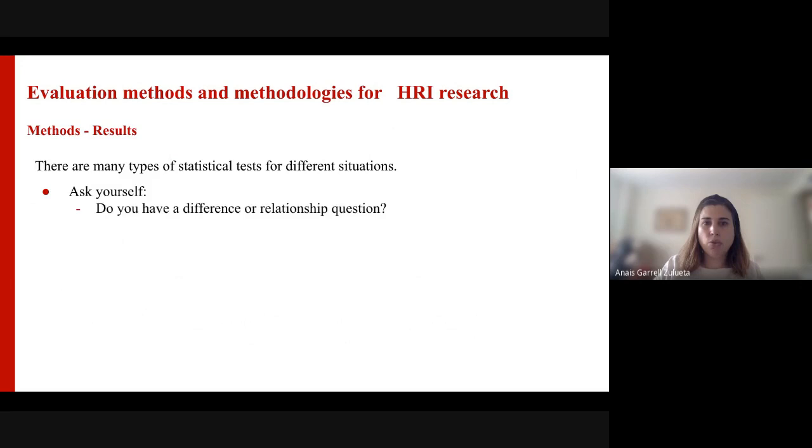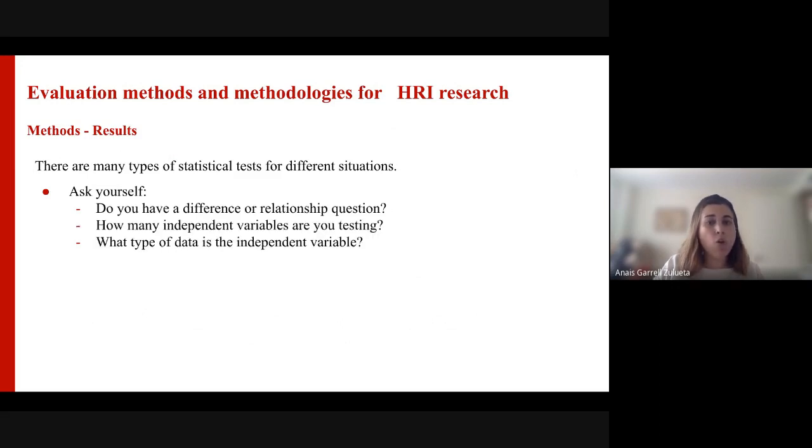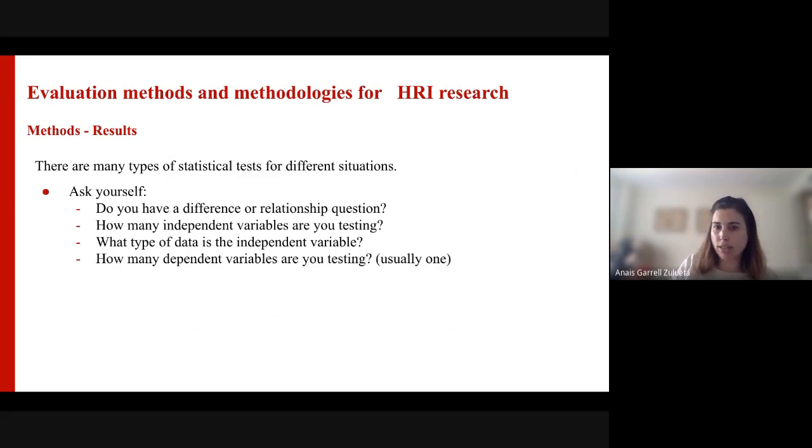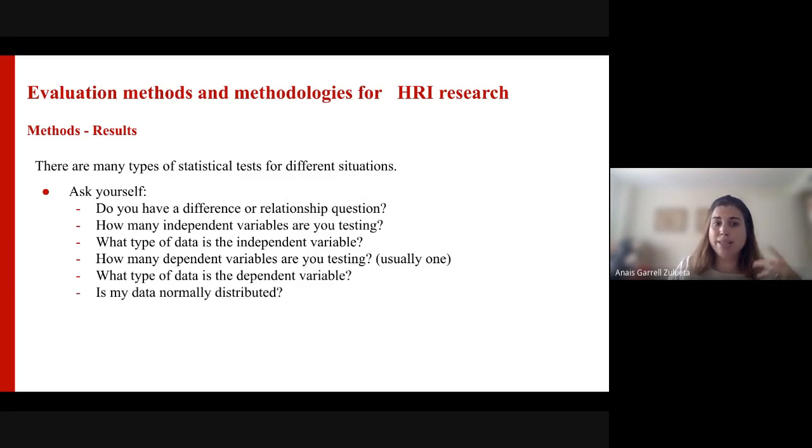So to know which test we have to use, you have to ask yourself: do you have a differential or relationship question? How many independent variables are you testing? What type of data is the independent variable? How many dependent variables are you testing? Usually we have one. What type of data is the dependent variable? Is my data normally distributed? This is crucial, because some tests require that the data is normally distributed, and people apply these methods incorrectly because the data is not normally distributed.